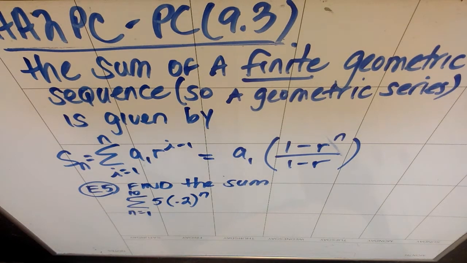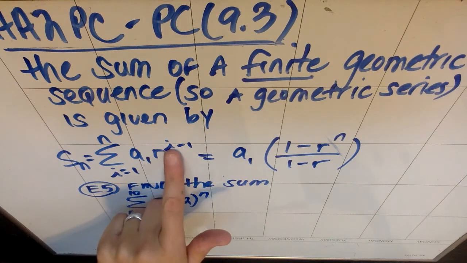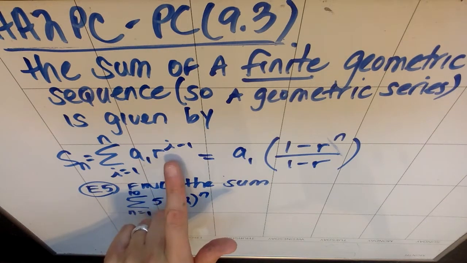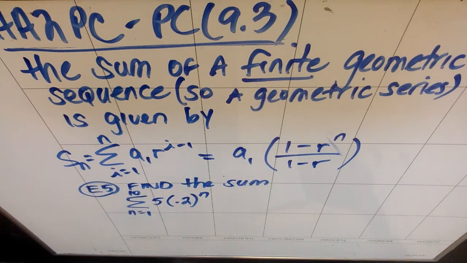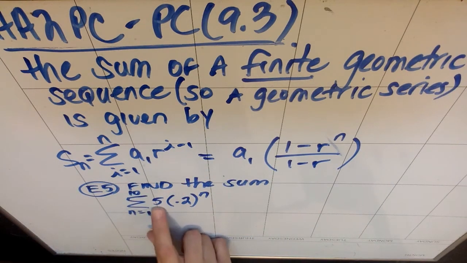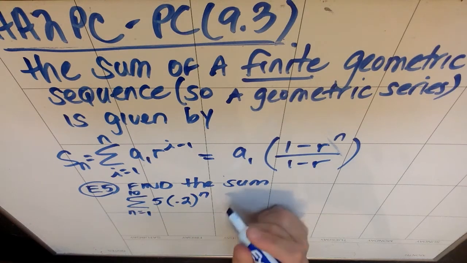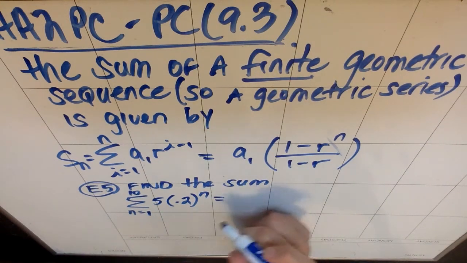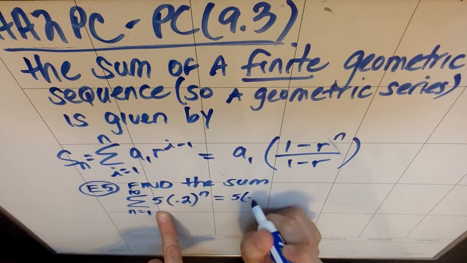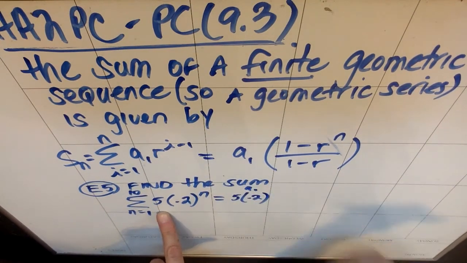So for example 5, we're going to find the sum from 1 to 10 of 5 times 0.2 to the n. Now, a thing to be mindful of here is notice how this is the power n, not n minus 1, right? So the issue here is that the first term is not a 5. If you write out the first couple terms in this series, you're going to notice the first term is 5 times 0.2. That's your first term when you plug in n as 1.